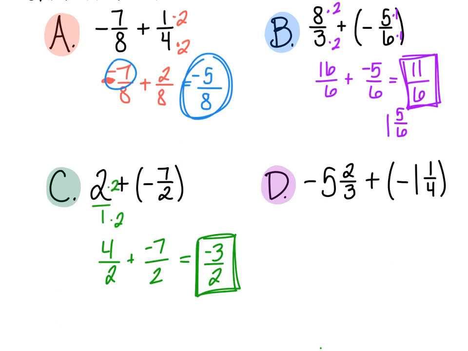And then example D, we've got mixed numbers. Well, there are actually 2 different ways you could do this. You could leave them as mixed numbers, or you could write them as improper fractions.